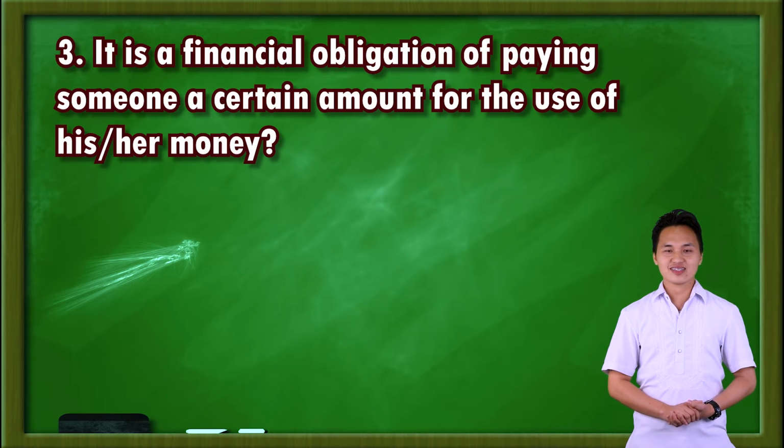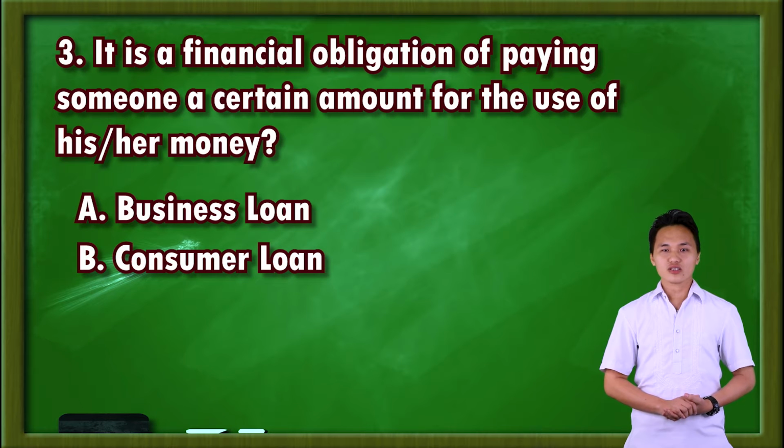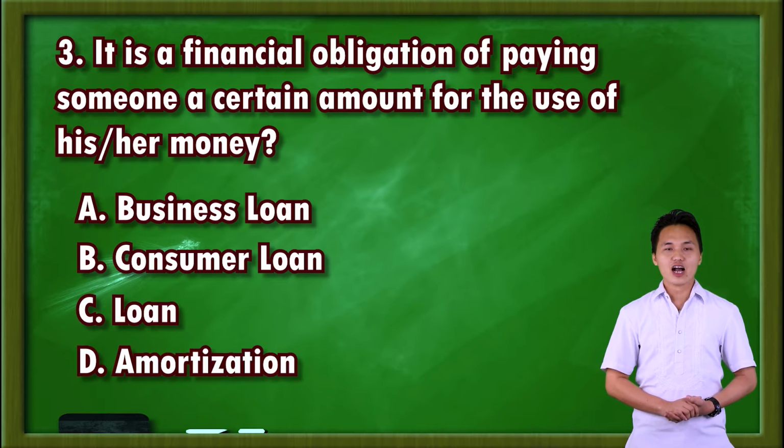Number 3. It is a financial obligation of paying someone a certain amount for the use of his or her money. Letter A, business loan. Letter B, consumer loan. Letter C, loan. And letter D, amortization. The correct answer is letter C, loan.